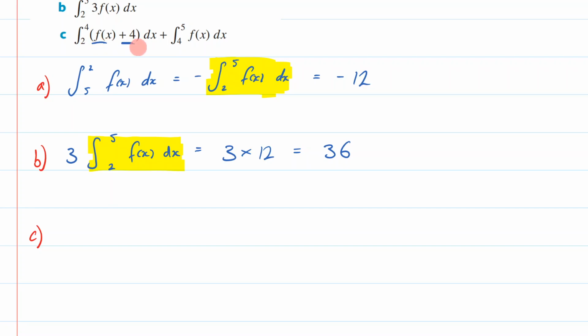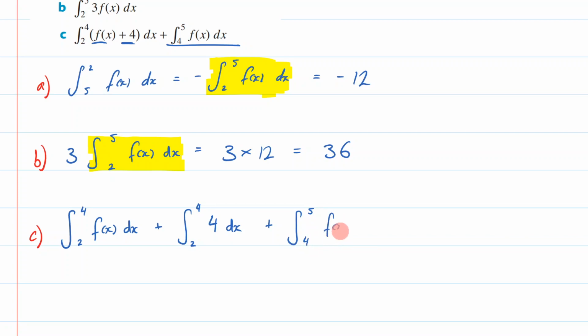I'm going to write them as 2 different definite integrals. So I'm going to go 4 to 2 of f of x dx plus 4 to 2, so my boundaries stay the same, of 4 dx plus, and then I'll just write down what this is, 5 to 4 of f of x dx. So all I've done here is write that as its own definite integral, write this as its own definite integral there, and this I've just kept the same.